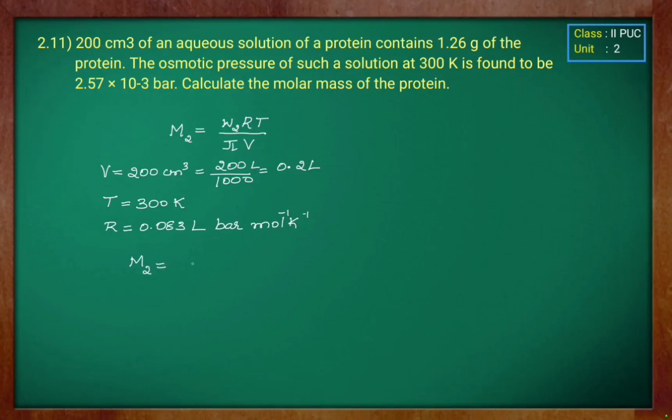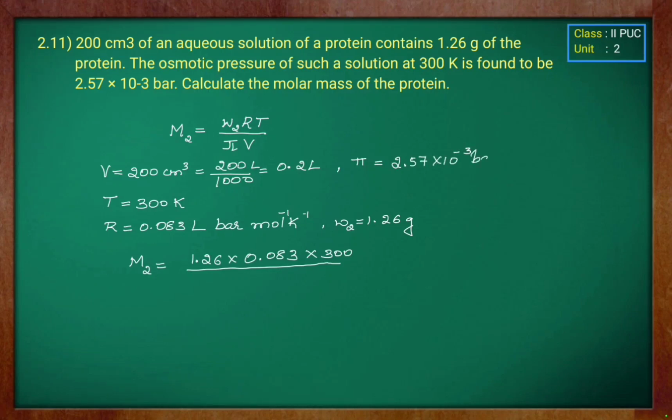So we have M2 is equal to W2. Sorry, I forgot to mention it. Weight of solute, that is given, 1.26 gram of protein. So W2 is 1.26 into R, 0.083, into the temperature 300 Kelvin, divided by osmotic pressure. So I did not include that too. So pi, osmotic pressure, is 2.57 into 10 to the power minus 3 bar, into volume, it's 0.2 liter. Let us simplify this and solve. We will find the answer as 61,022 grams per mole as the molar mass of the protein.